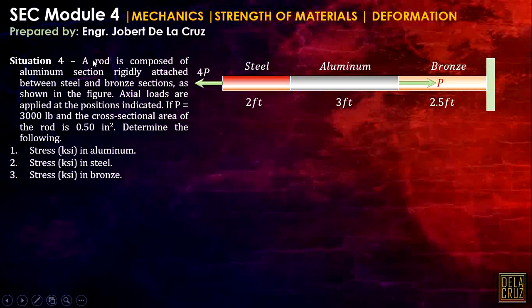This should be situation 5. A rod is composed of an aluminum section rigidly attached between steel and bronze sections, as shown in the figure. Axial loads are applied at the positions indicated. We have the value of P here, 3,000 pounds, and the cross-sectional area of the rod is 0.5 inches square. We are to determine the stresses in the aluminum, in the steel, and in the bronze.